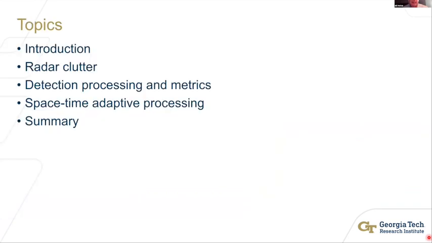So with that all in mind, these are the topics. I'll make some introductory comments, and then we'll talk about the characteristics of Doppler spread clutter from the airborne or spaceborne radar perspective. Then I'll talk about detection processing and some key metrics that are central to characterizing the goodness of the radar design and the different algorithms that are used to provide acceptable detection performance. I'll finish by giving you some highlights about a technique called space-time adaptive processing, which is a central element of modern radar design.